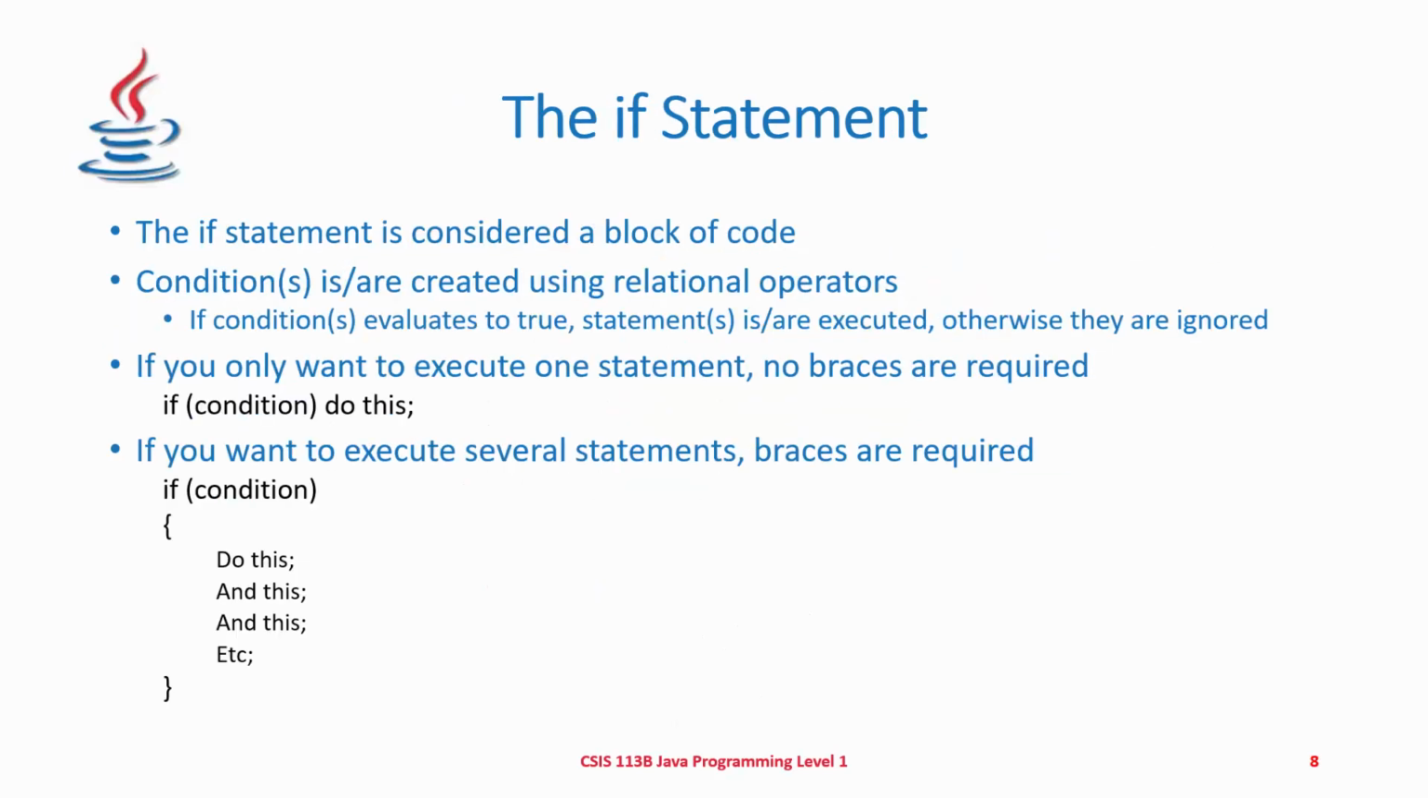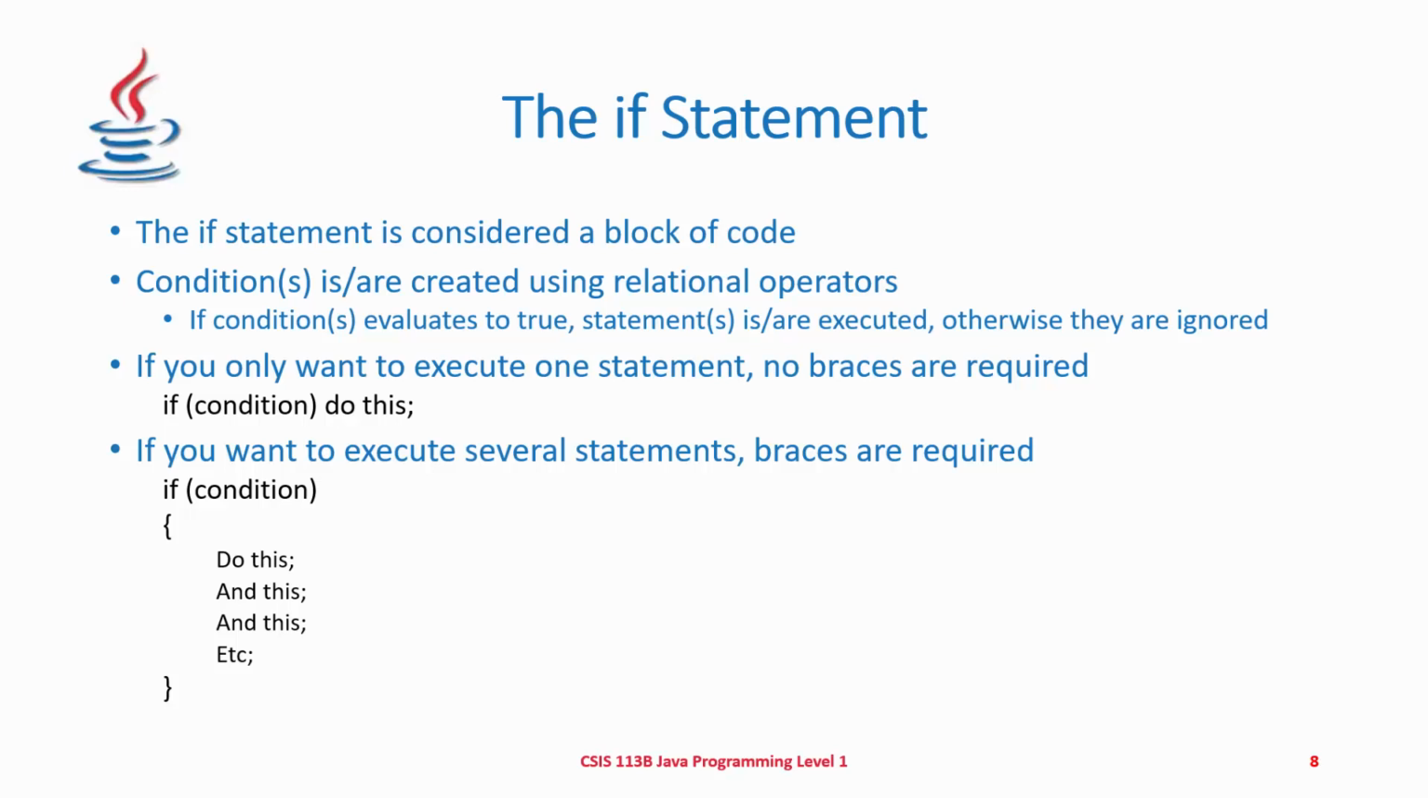So the first decision statement that we take a look at is the if statement. The if statement uses conditions, and conditions are created using relational operators. If the condition evaluates to true, then the statements for the true block are executed. Otherwise, they're ignored completely. If you only want to execute one statement, no braces are required. So here's an example. If, and then some sort of Boolean expression, do this. That would be the statement.